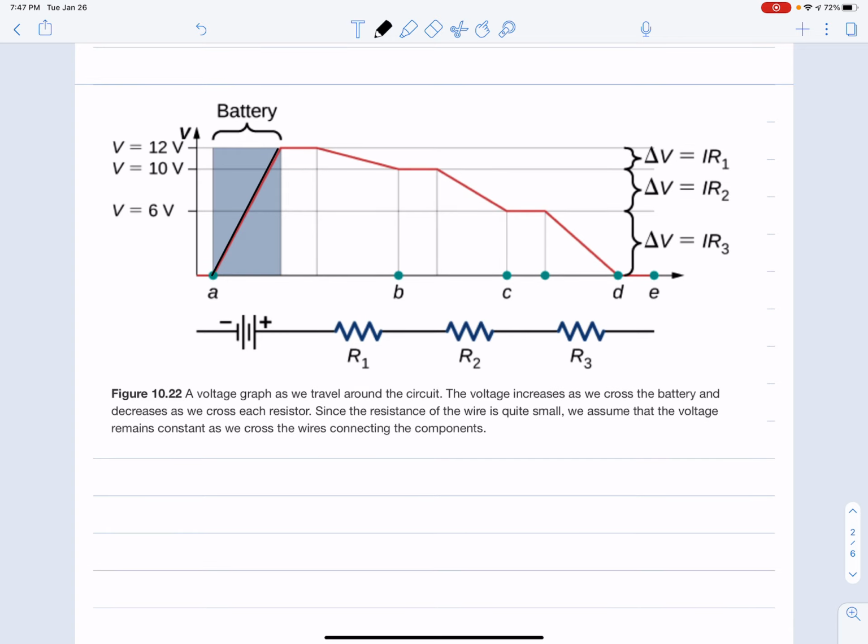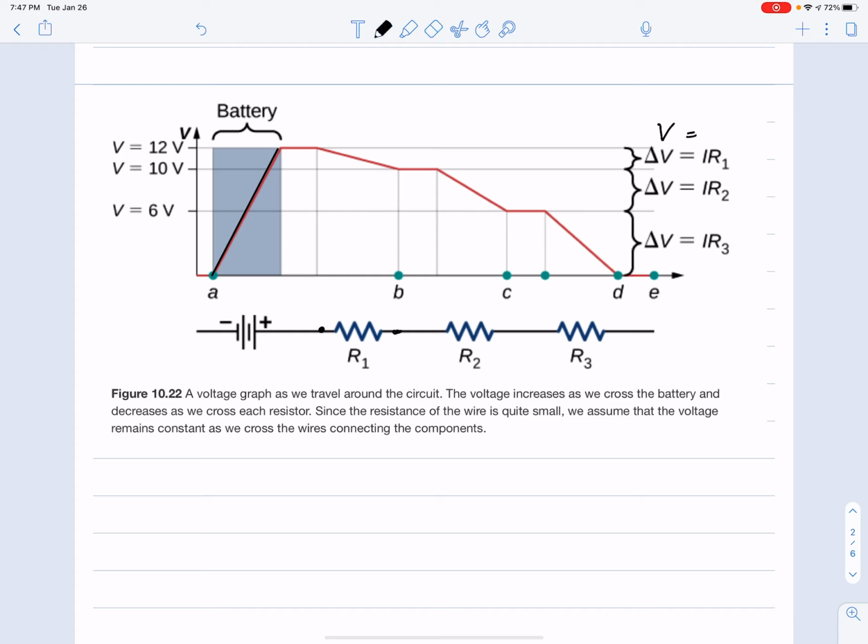A voltage graph as we travel around the circuit: the voltage increases as we cross the battery. We're crossing the battery, boom. But then it decreases once we hit a resistor. And that voltage across the resistor, when we decide, okay, this is our resistor. Actually, I already have it here.